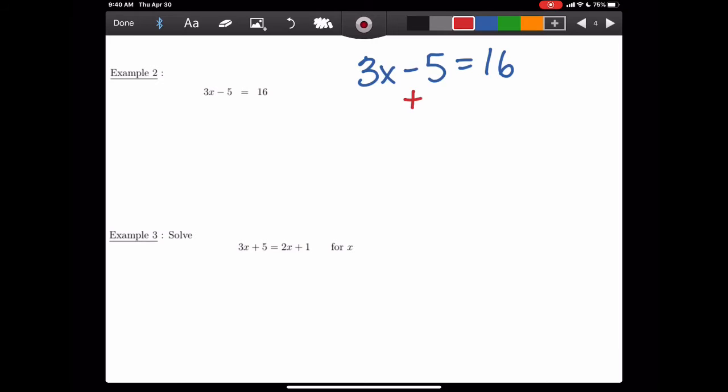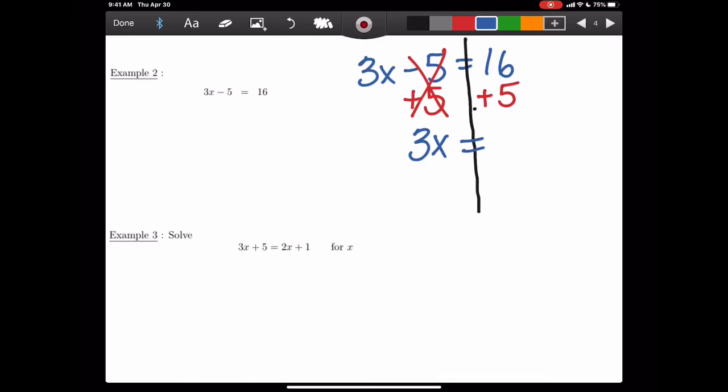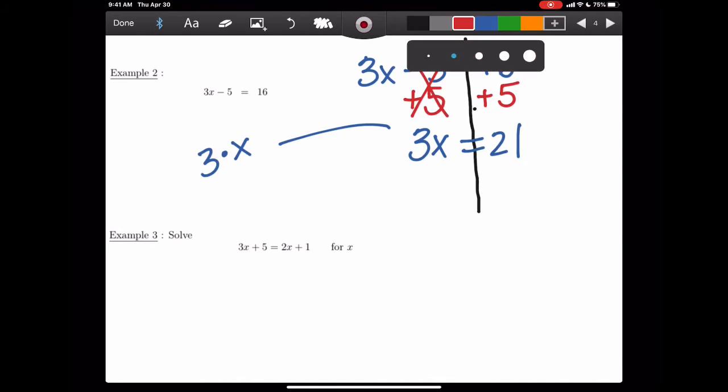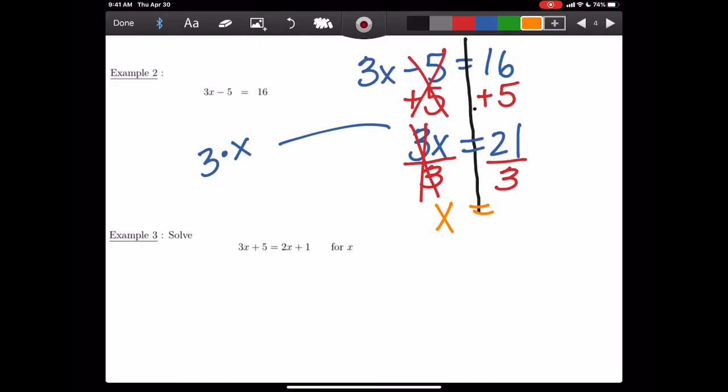Addition. If I add 5 on this side, let's go ahead and draw my line down. If I add 5 to this side, I must add 5 to this side. These 5's will cancel out, and I'll be left with 3x on this side is equal to 16 plus 5, which will give you 21. Now I have 3x, which is just 3 times x. So the opposite of multiplication will be division. I'm going to divide by 3. If I do it to this side, I must do it to this side. These will cancel out, and I'll be left with x is equal to 21 divided by 3, which will give you 7.